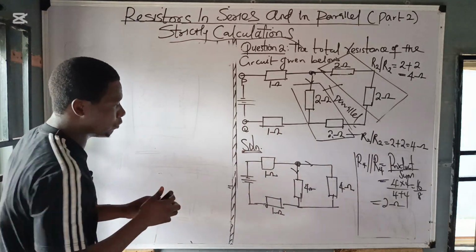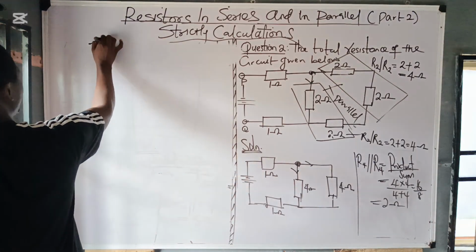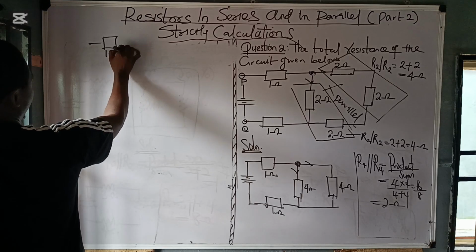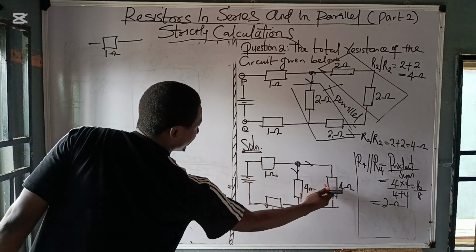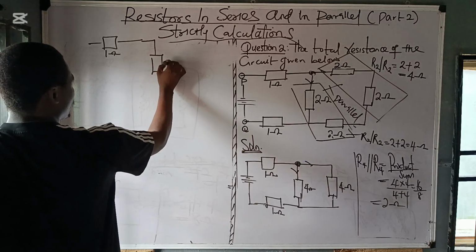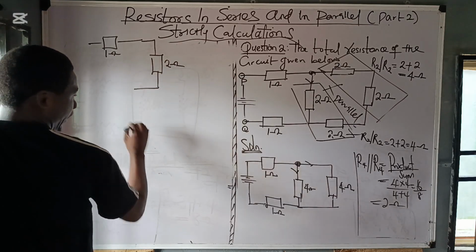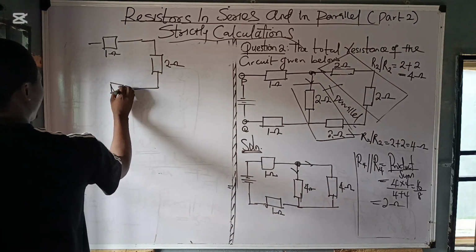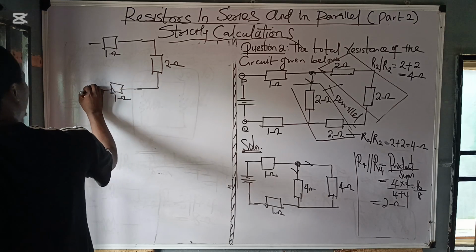Our circuit diagram will look like this. We have a 1 ohm resistor here. These two have been combined together to give us 2, so you have a 2 ohm resistor. Then you have a 1 ohm resistor here, 1 ohm. Look at what we have.